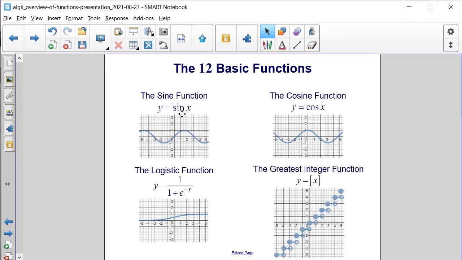We also have the sine function, or y equals sine of x, as well as the cosine function, or y equals cosine of x. We have the logistic function, and we have the greatest integer function. It's also known as the step function.